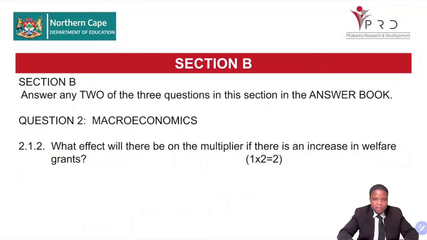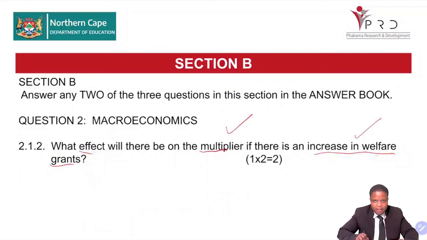Those 4 units become your friend. Right, 2.1.2, what effect will there be on the multiplier if there's an increase in the welfare grants? The question, effect on what? The multiplier, when there's an increase in welfare grants. So when the social grants are increasing, what happens to the multiplier? Is it negative, positive, increasing, decreasing? That is what you're answering.